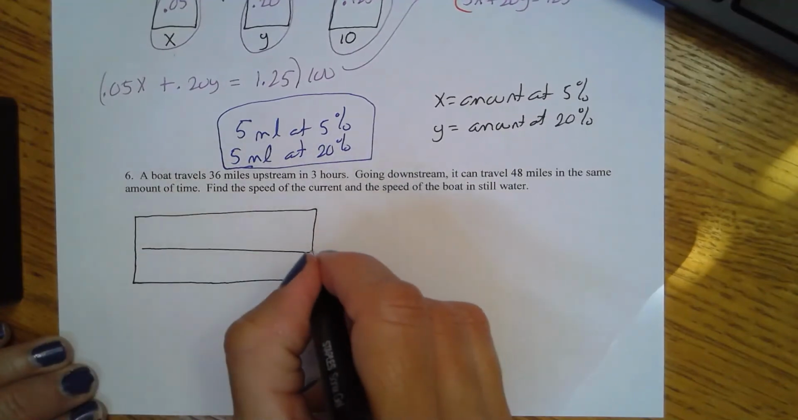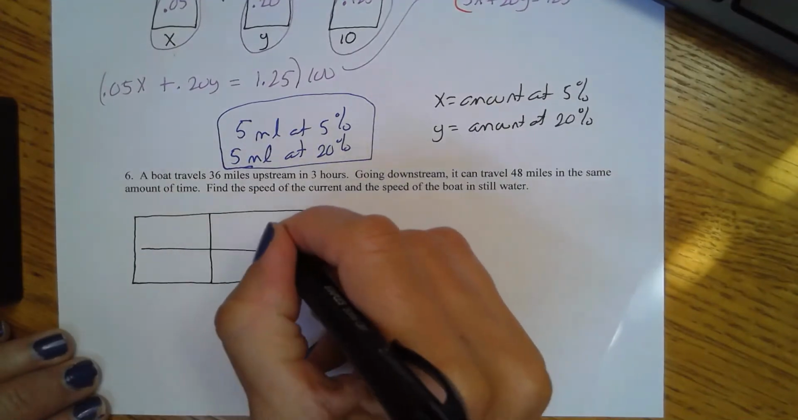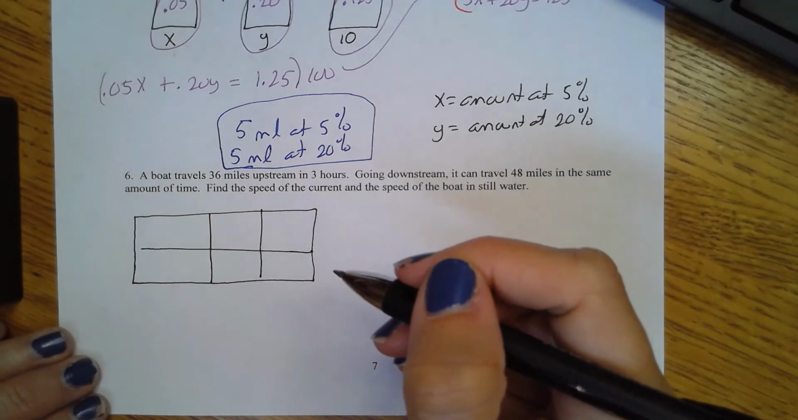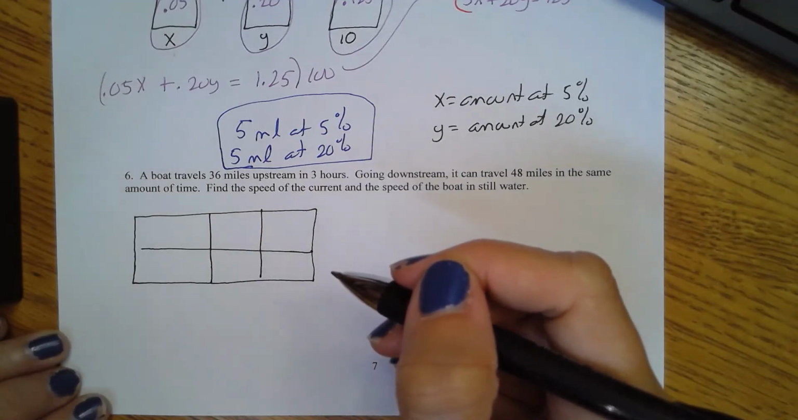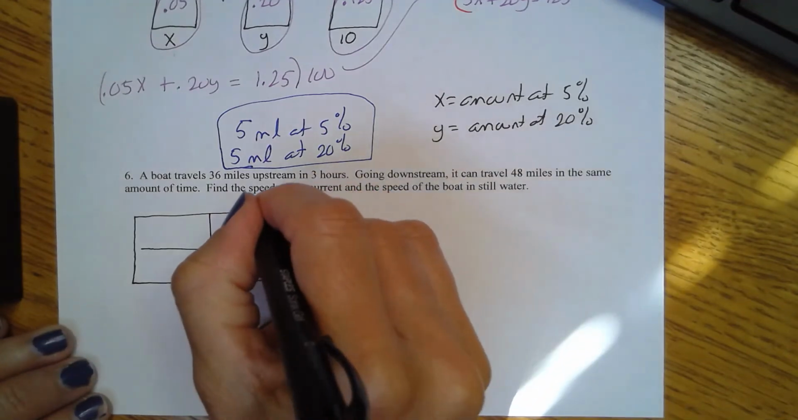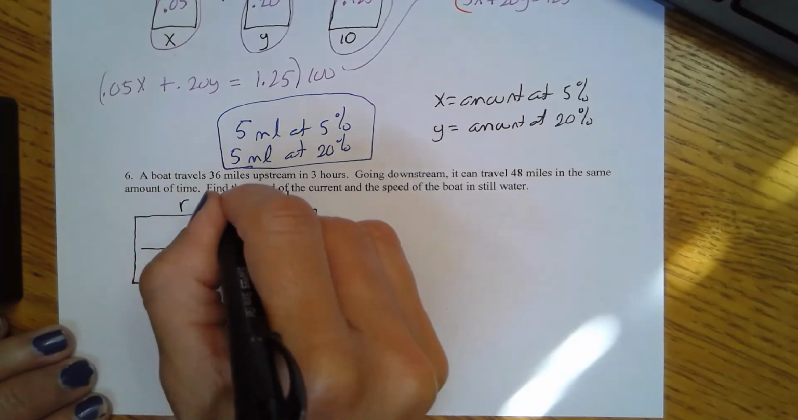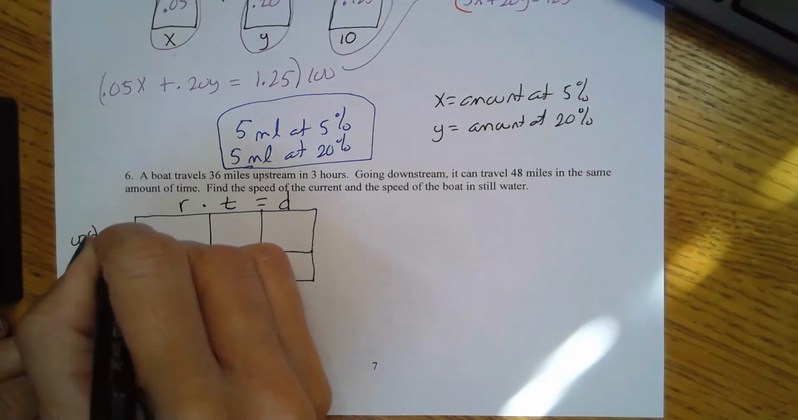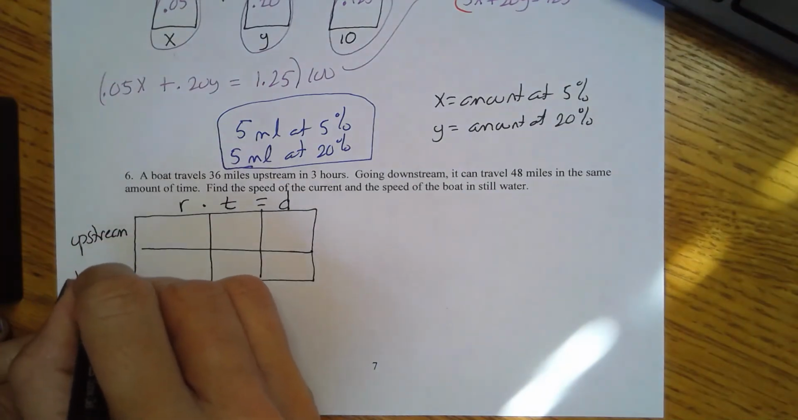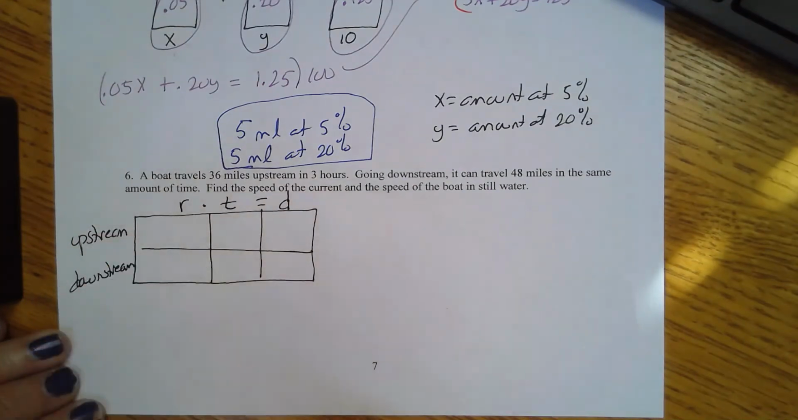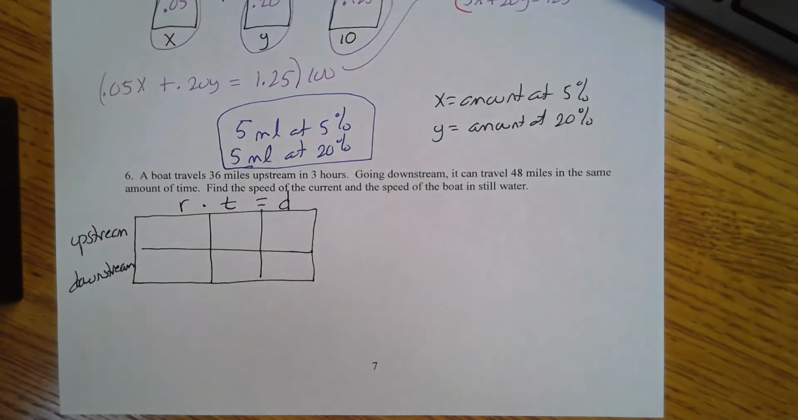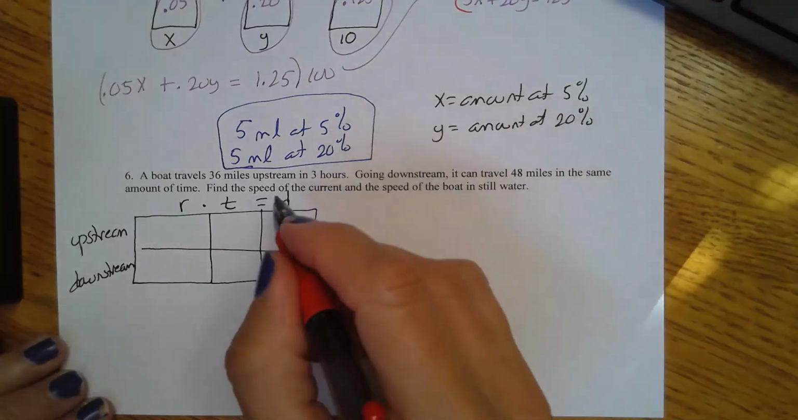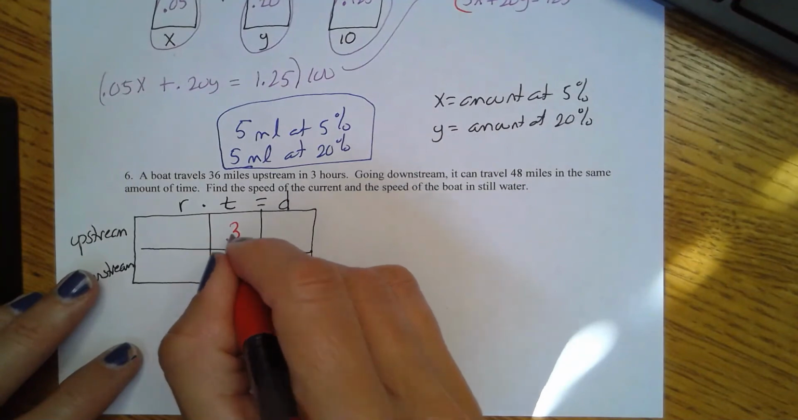And I always ask my students, how are distance, rate, and time all related? Well, distance, rate, and time says distance equals rate times time. We're going to put distance over here, and it's going to equal the rate times the time. And we have an upstream, and we have a downstream. So the easiest thing to put in here is the time. Upstream, it takes 3 hours.